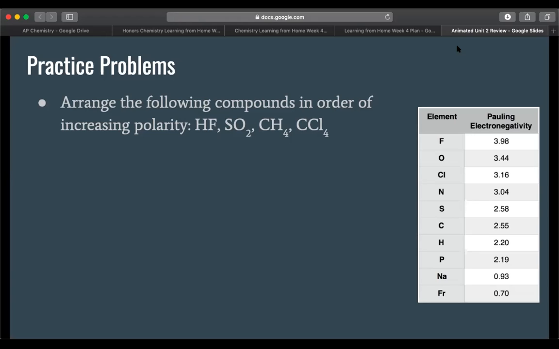HF. HF, because it's got the fluorine, right? Mhm. So that's your most polar. So that's going to be your first one or your last one? First one. No, last one. Last one, increasing polarity. Okay, so that's your last one. So then looking at that, your first one is going to be whoever's got electronegativities that are almost the same.